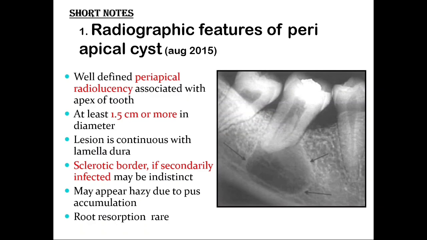the radiographic features of the periapical cyst, or the other name is radicular cyst itself. So in the radiographic features of periapical cyst, there is a loss of lamina dura that is seen. Along with that, you can see there is a well-defined periapical radiolucency associated with the apex of the tooth, which can be more than 1.5 centimeters in diameter, and it has been enclosed with a sclerotic border, and you can see that there is sometimes rarely root resorption, that is external root resorption can occur in the affected tooth.